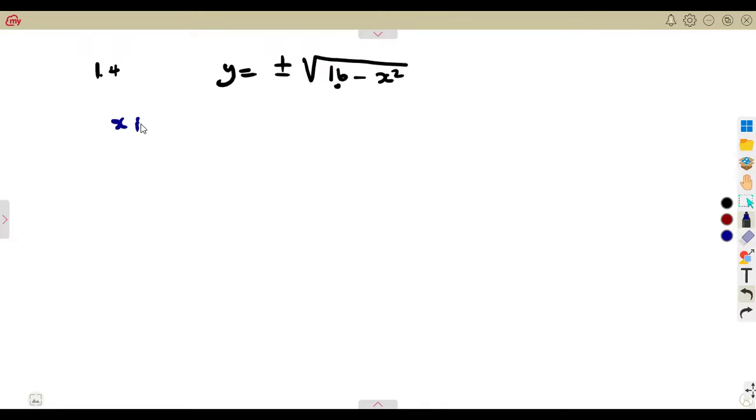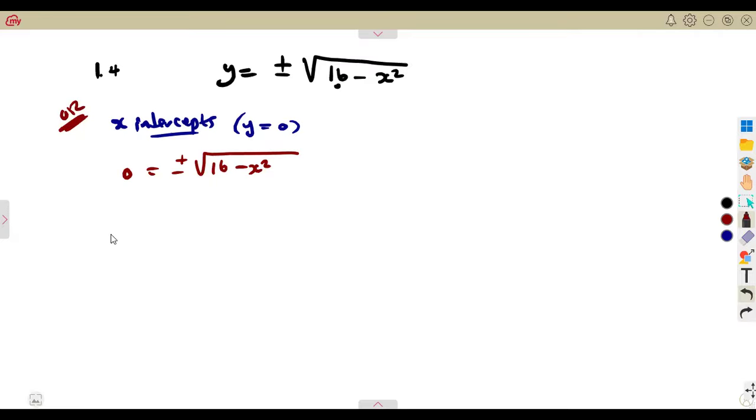The x-intercept, what are the conditions for us to have this? y is supposed to be equal to 0. Okay, so let's substitute here. If y is equal to 0, what are we going to have? That is going to give us 0 is equal to plus or minus the square root of 16 minus x squared.